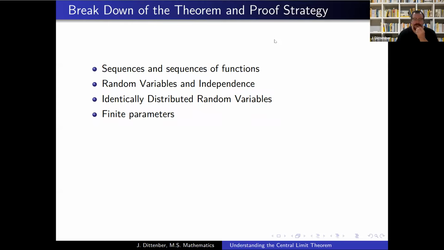All right, so then we have to look at what identically distributed means. Why do we need finite parameters, and what are parameters anyway? And then from there, we'll move on to convergence in distribution. We talked in the previous video about how there are different types of convergence with different meanings. So we'll talk about convergence in distribution, convergence in probability, and convergence almost surely. We'll also have to go back and talk about two ideas from real analysis called pointwise convergence and uniform convergence, and those are going to help us in our proof.